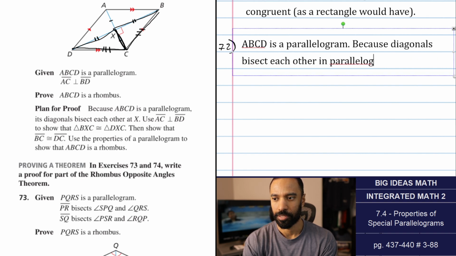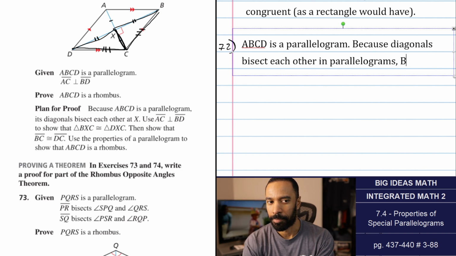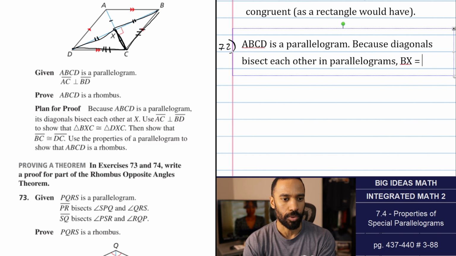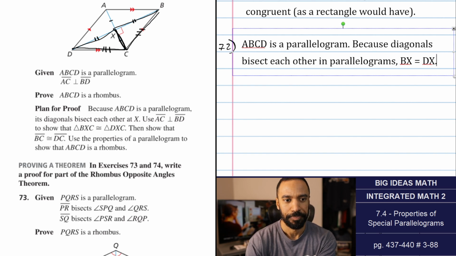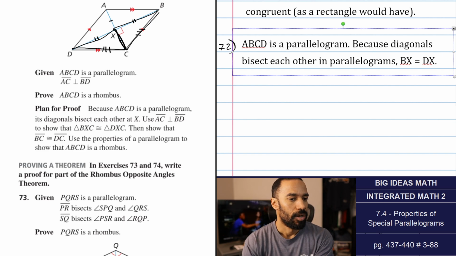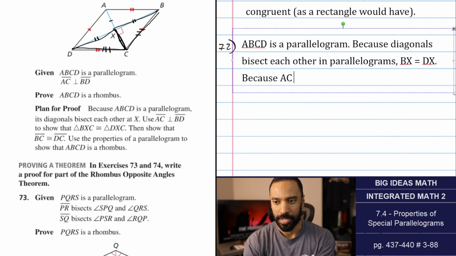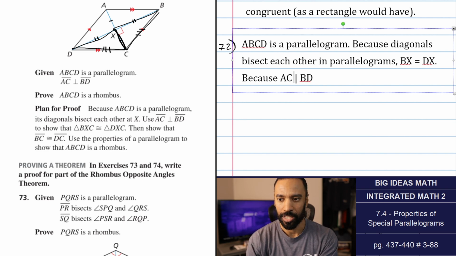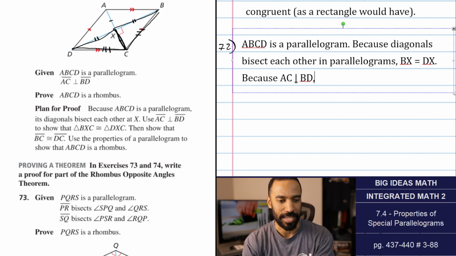in parallelograms, then BD... So here's the thing. I don't care about AC. I don't care about AX congruent to AC. I'm only going to use BX congruent to DX. Now remember, I'll do the congruent things later, but BX is congruent to DX. The right angles, because AC is perpendicular, I'll just put that for now. Perpendicular to BD. I'll do the whole thing in a bit. Actually, can I just use the underline? Can I underline it? Sort of. There we go. Because perpendicular to BD.